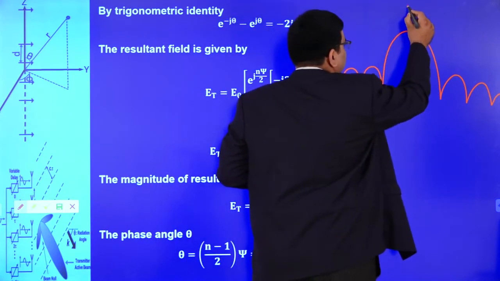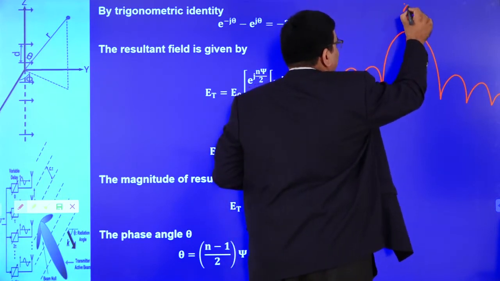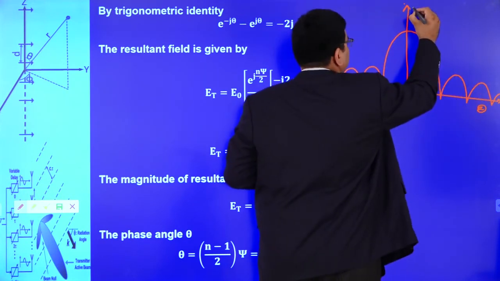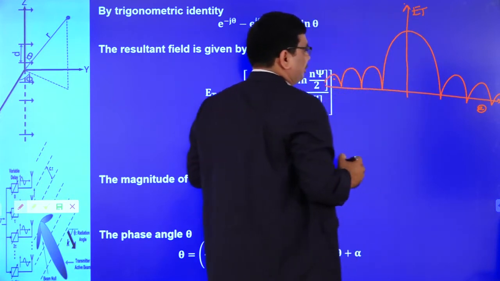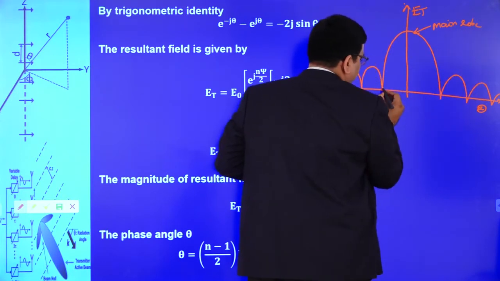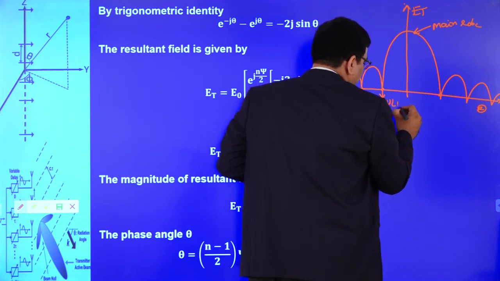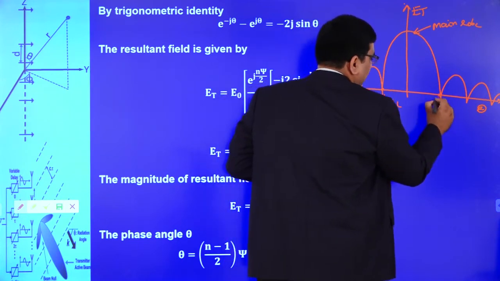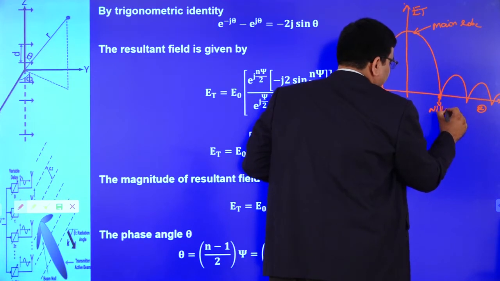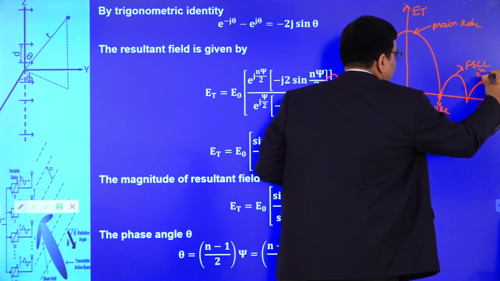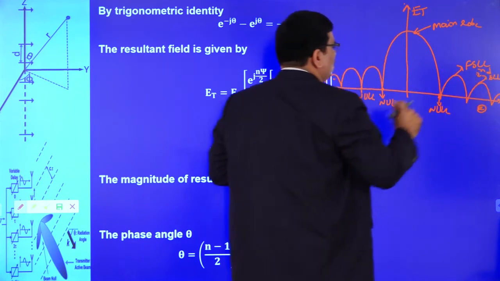This is the graph of magnitude versus theta. This is the theta axis and this is your magnitude. This lobe is called the main lobe, and at this point and this point, this is called a null. Every point where there is very low excitation is called a null. This is your first side lobe level and these are the second side lobe level, like that. So, these are all the lobes.